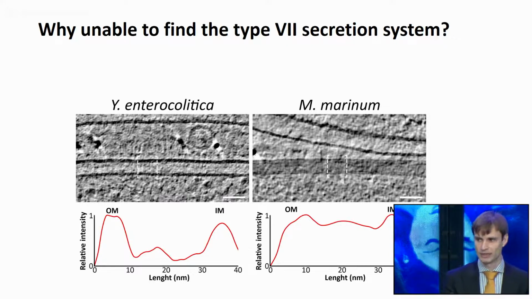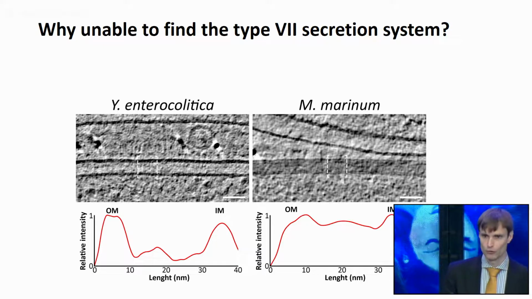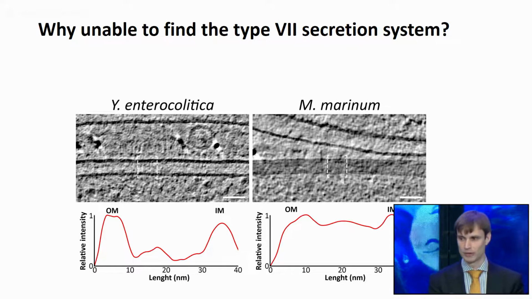Next, we acquired a similar data set with the aim of obtaining the structure of the type 7 secretion system in mycobacteria, also during intercellular infection of human immune cells. However, we were not able to actually find our type 7 secretion system. There could be a number of reasons for this. One of the possible reasons is the difference in contrast of the bacterial envelope of mycobacteria compared to other species, like Yersinia enterocolitica, the species in which we obtained the structure of the type 3 secretion system. If you look at the image on the right, the contrast in the envelope is much darker compared to the contrast on the left for the bacterial envelope, the membranes.